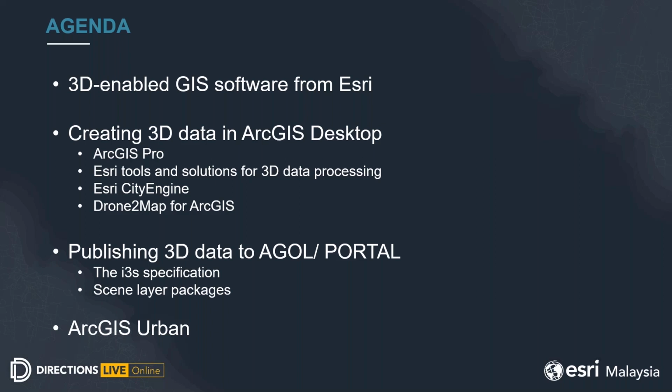And in the second part of this presentation, I'm going to walk you through a little bit about publishing 3D data to ArcGIS Online and Portal, where we will talk mainly about the I3S specification and scene layer packages. SLPK is one of the formats widely used in the GIS community for creating, sharing, hosting, and streaming 3D data on the web. And at the end of the session, I will touch a bit on ArcGIS Urban, software that is designed to improve urban planning and decision-making.